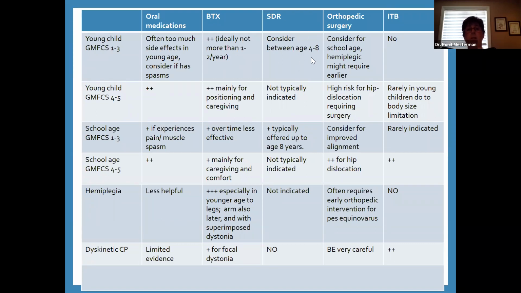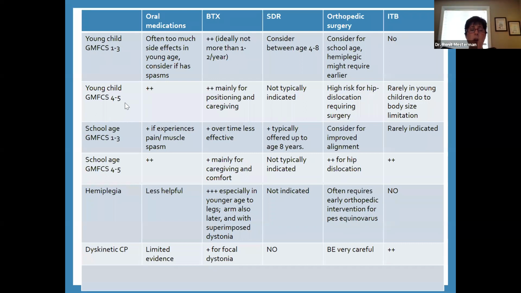SDR is, as I said, on the rise and should be considered for the children GMFCS level 1 to 3, and typically will be referred to a tertiary level center that can really do the appropriate assessment. Orthopedic surgery should be pushed away, but has a role, and we see especially the hemiplegic children that have very early contractions in the leg, often still requiring tendon lengthening. And intrathecal baclofen is not an option at this point for the high functioning children.